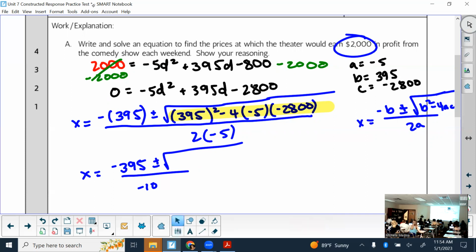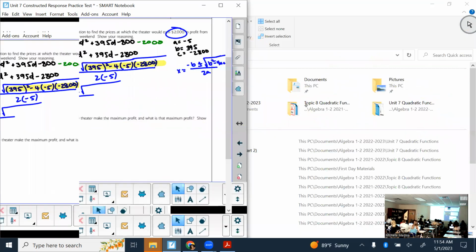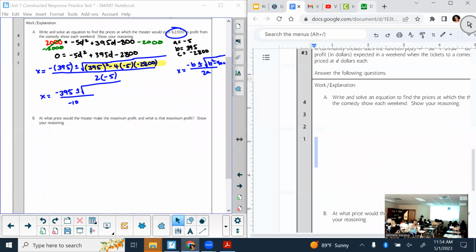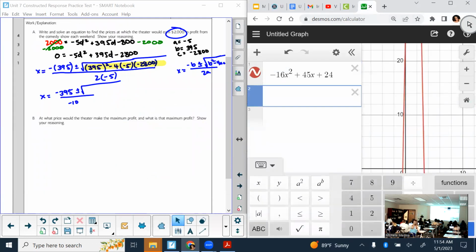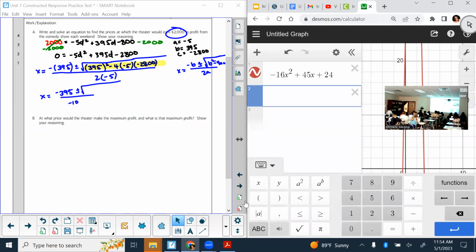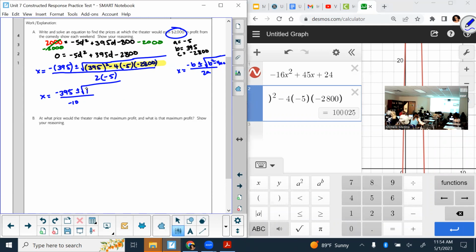Desmos. At this level, I do not expect you to do that part by hand, because that's like long division, you don't have to do it anymore now that you have calculators. So 395 squared minus 4 times -5 times -2800. That is a big number, right? I'm pretty sure it's not a perfect square. We could check it if you want.